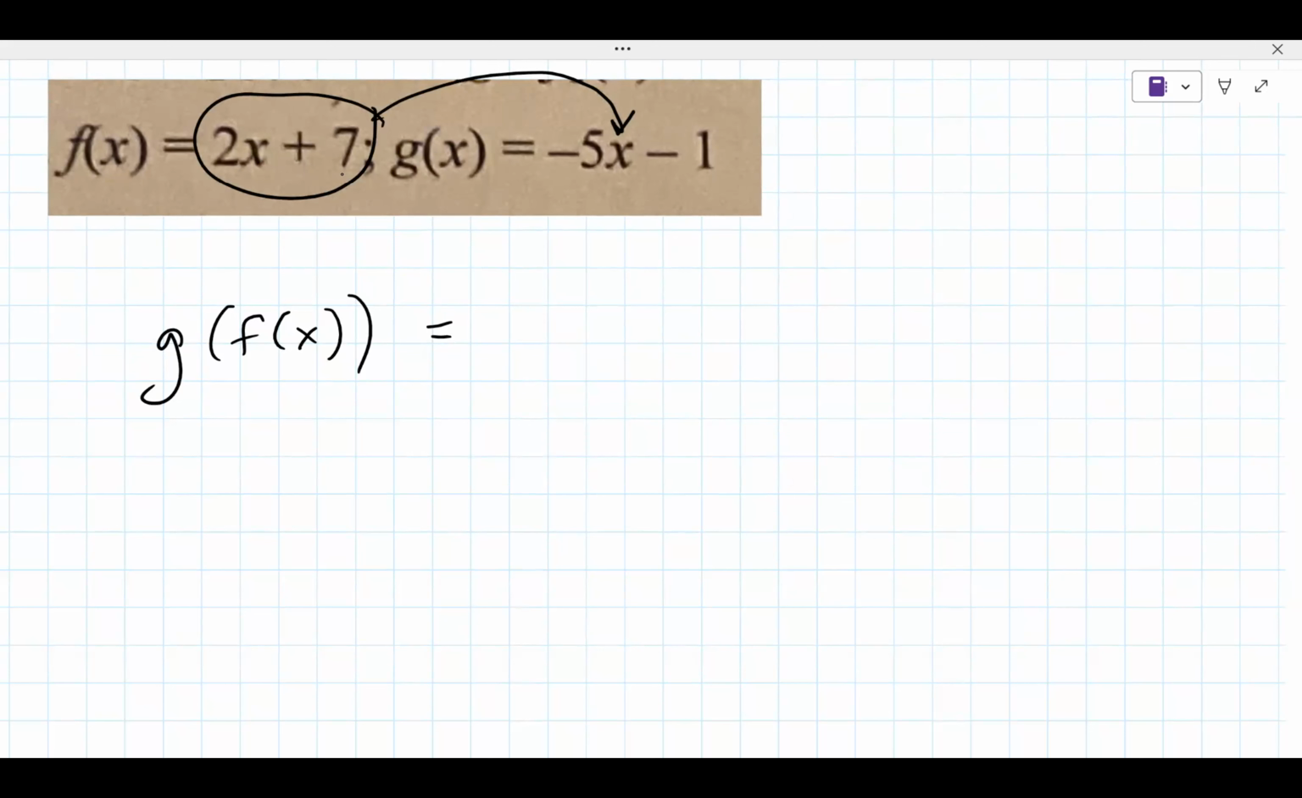Okay. Could you simplify that for us, please? Minus 5 times 2x plus 7, minus 1, which is minus 10x minus 36.